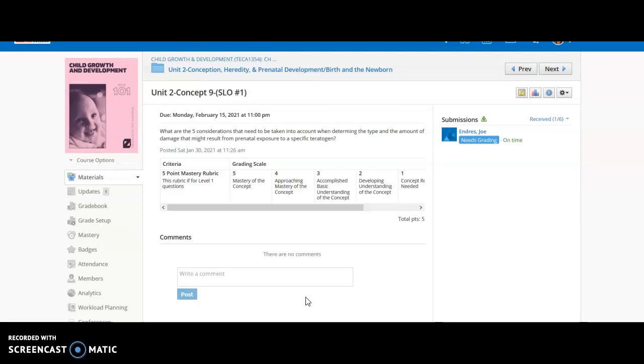So you can be better off having an exposure to certain things at a later point in the pregnancy, because some of these major things have already been formed and developed. So one is the timing: when in the development of the embryo and the fetus is this teratogen being exposed.